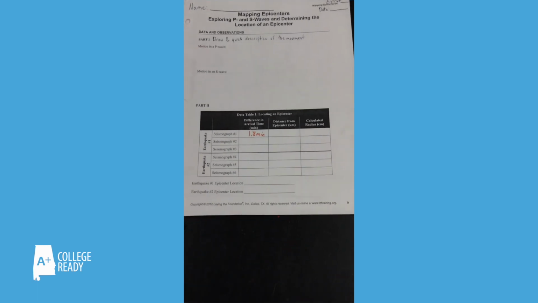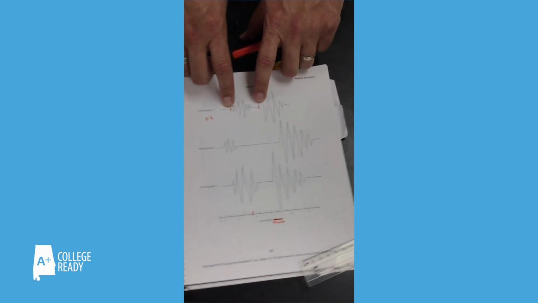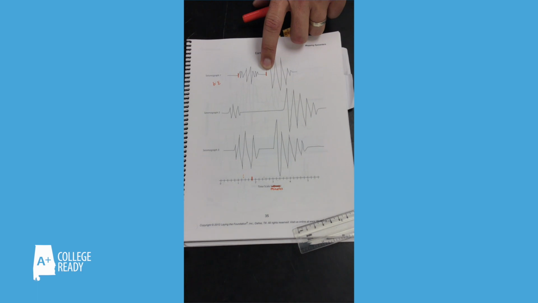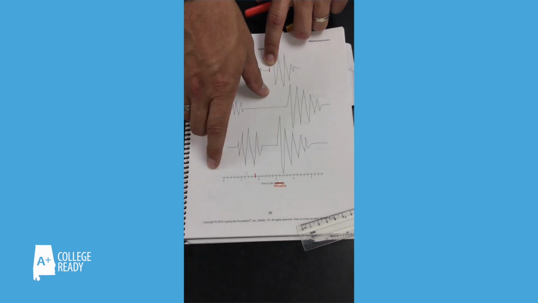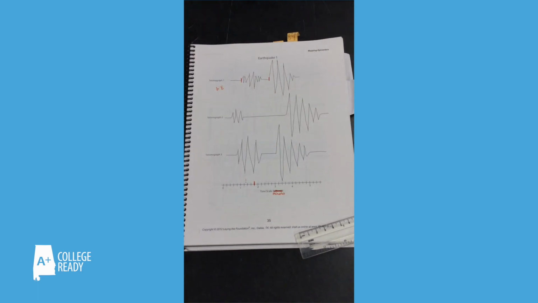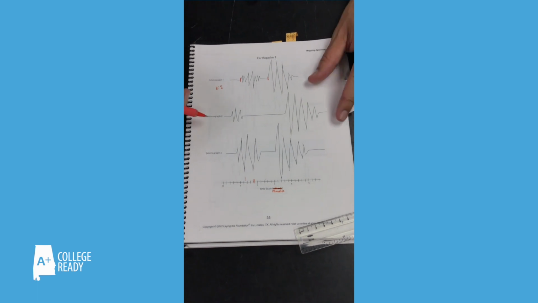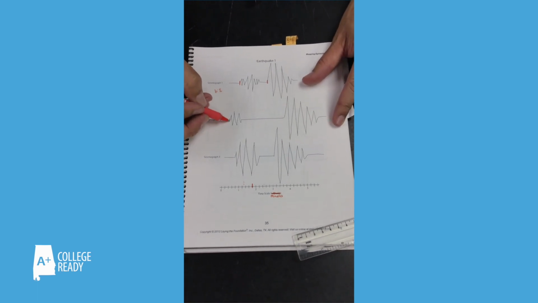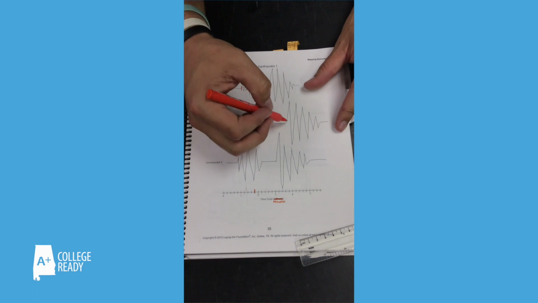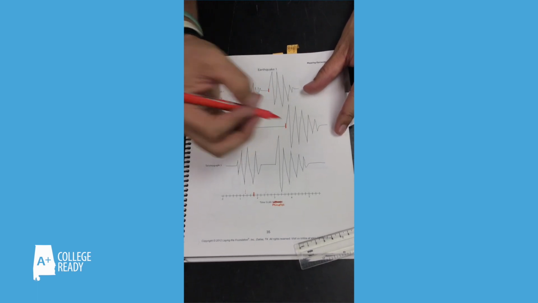for seismograph station 1. It's important that the students know that when you measure the distance from the P to the S, that's not what's actually going here. What's actually going here is the time scale in minutes. So we'll do one more. Here's seismograph 2. The P wave arrived right here. The S wave arrived right here.